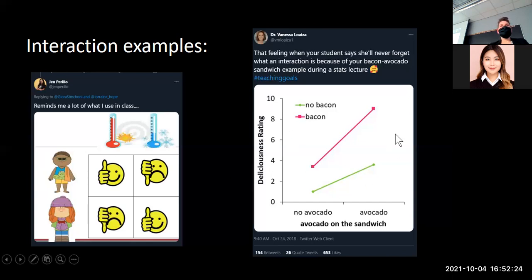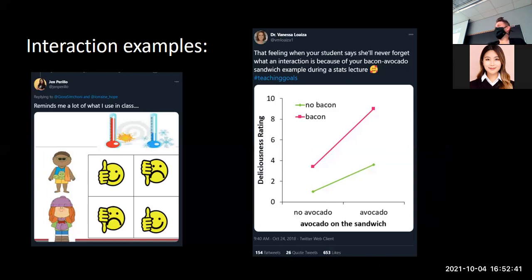All right, let's look at this one. This is a high bar here. I'm never going to forget what interactions are because of this example. So, bar is set. Get ready.